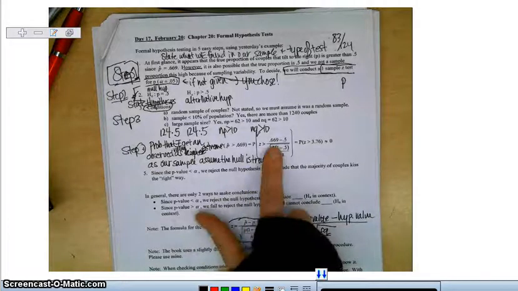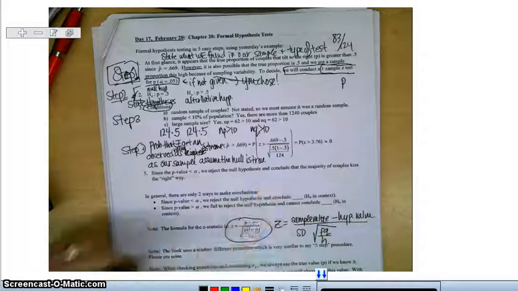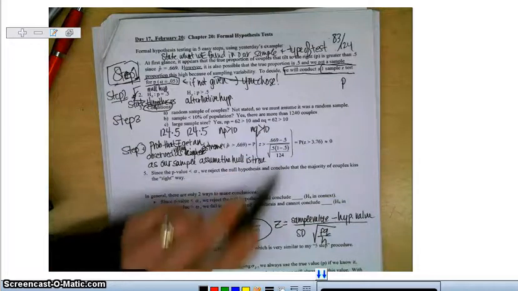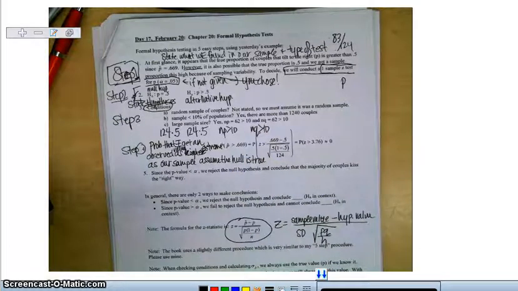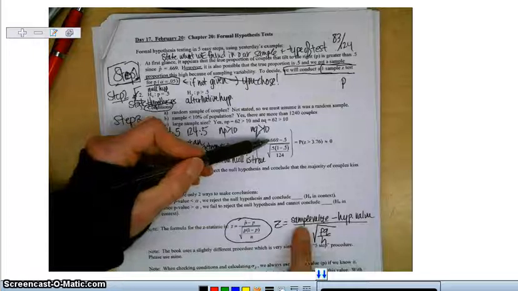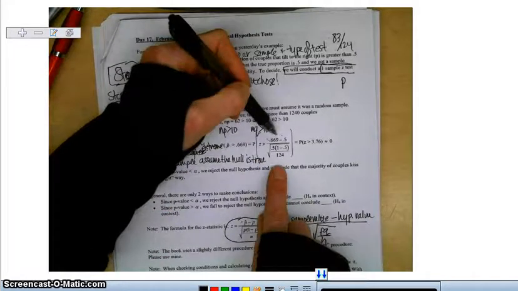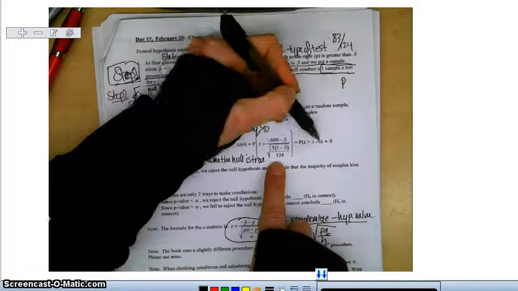So the calculation is shown right here. 0.669 minus 0.5 divided by the square root of 0.5 times 0.5 over 124. The only place you use your sample value is in the p hat in your calculation. Otherwise, you're always using the hypothesized value. So now we have that this whole calculation works out to be 3.76.